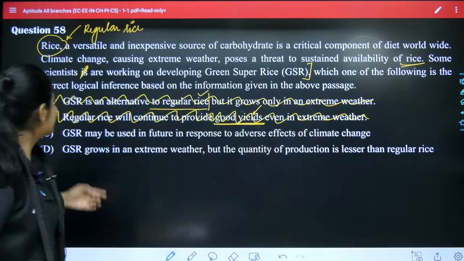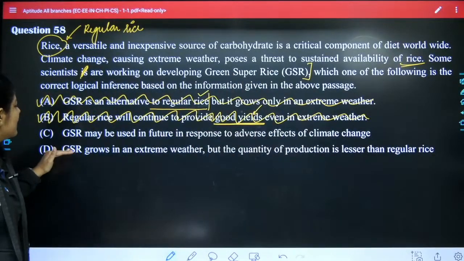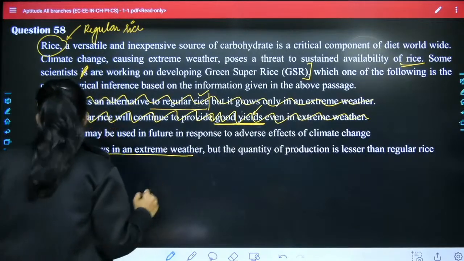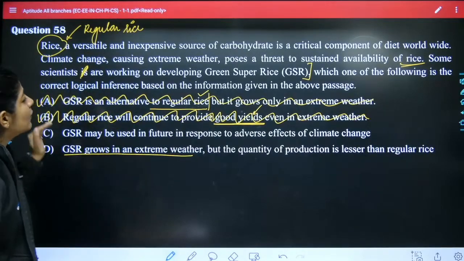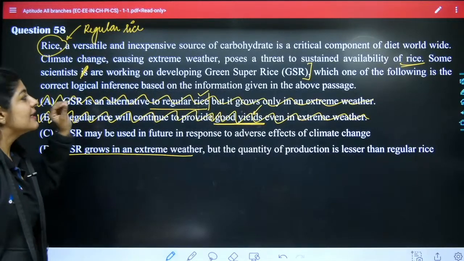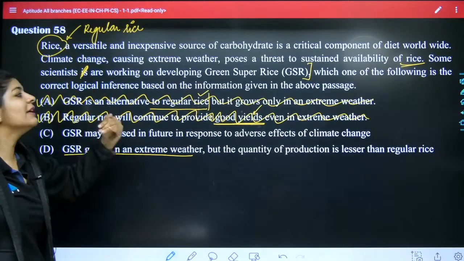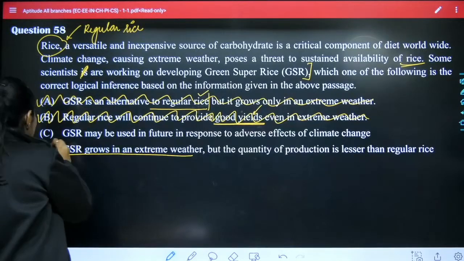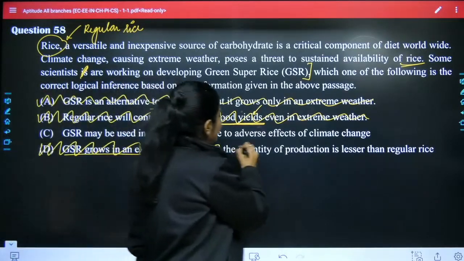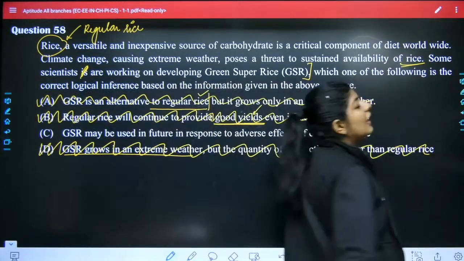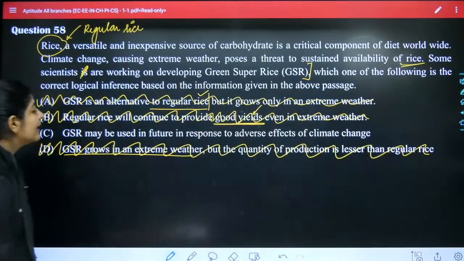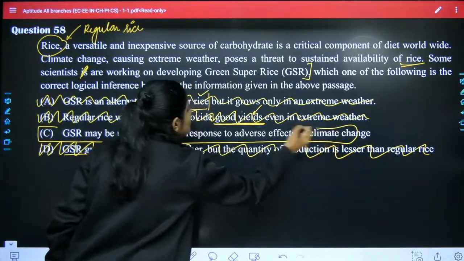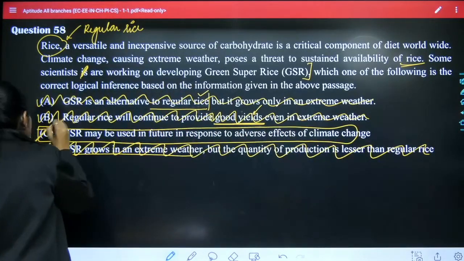Now let's discuss option D. GSR grows in extreme weather. About GSR, nothing is given. The only thing given is that some scientists are working on developing GSR. Except that, nothing is given. So option D is also eliminated. Out of 4 options, 3 are already eliminated, and we are left with only one option, option C, and the correct answer is option C.